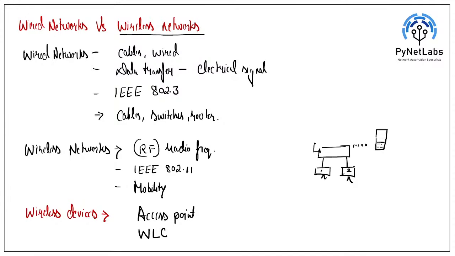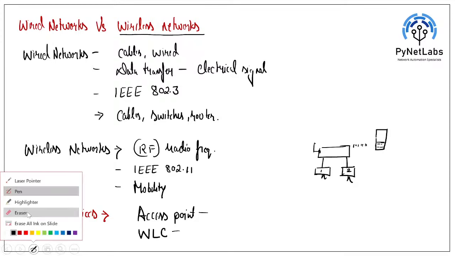An access point simply acts like a switch that allows multiple devices to connect. And the wireless LAN controller is used to manage the access points. For example, we can take a scenario like this here.